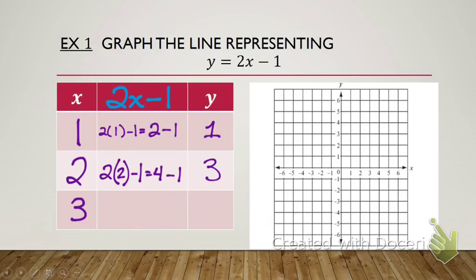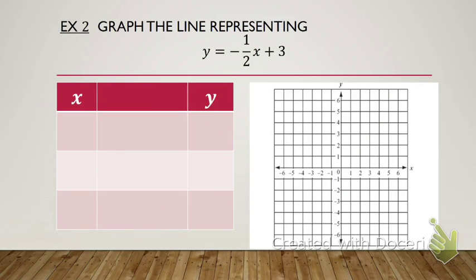Continue on the process. Graph the point 1, 1. Graph the point 2, 3. Graph the point 3, 5. 3 on the x-axis, 5 on the y-axis. Let's recall how to graph these points. After we graph the points, we're going to graph a line. Since this is a review, you can try it on your own.